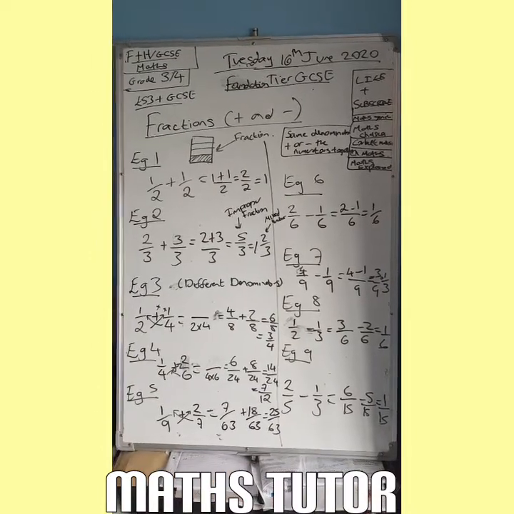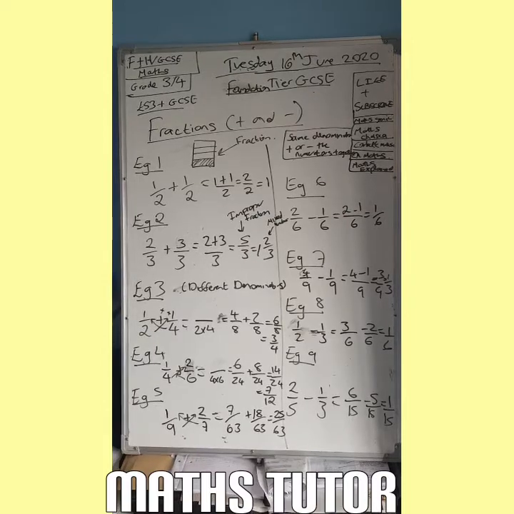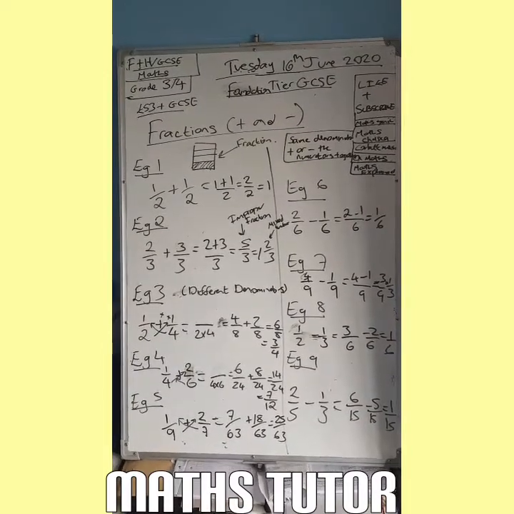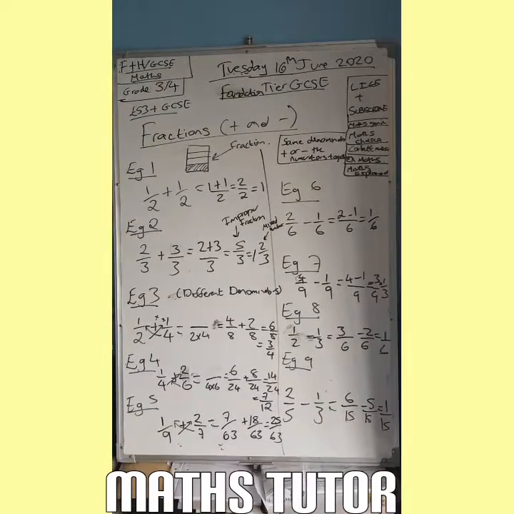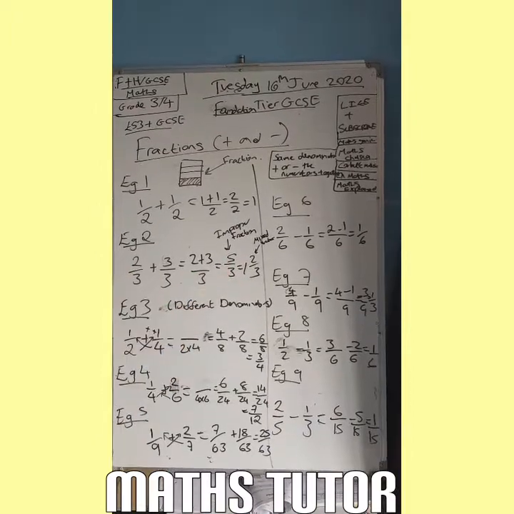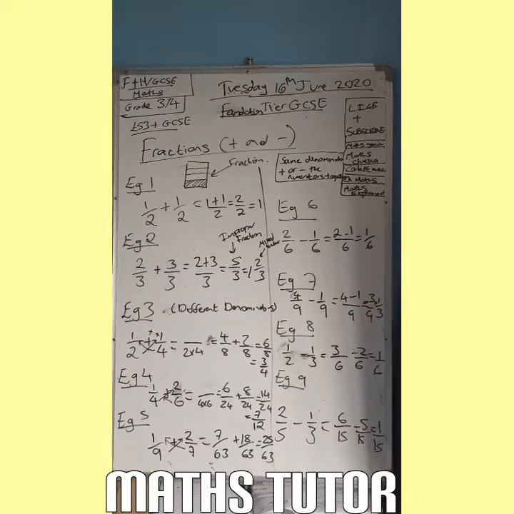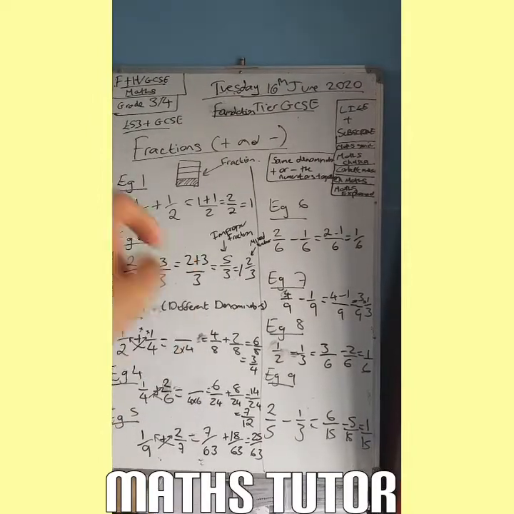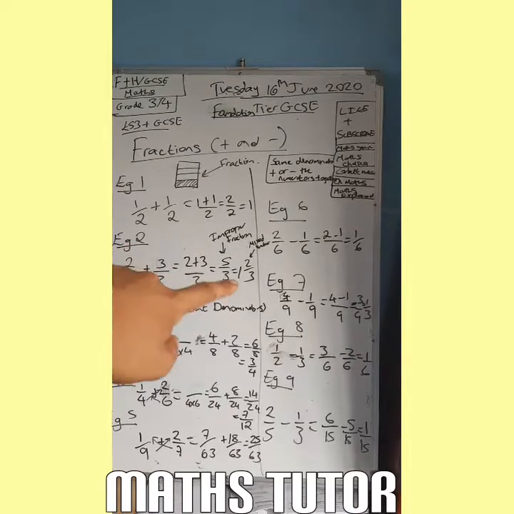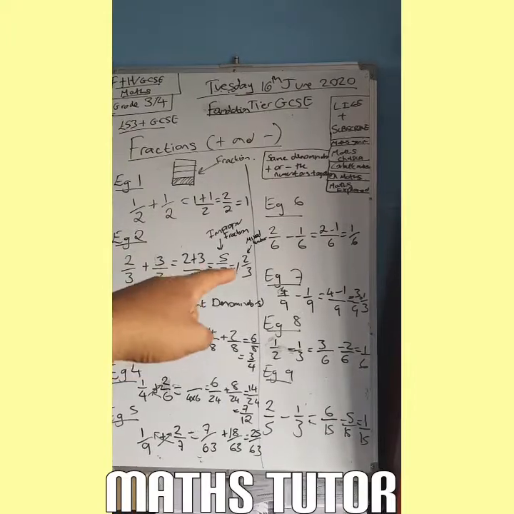Example 2. 2/3 plus 3/3. Again, same denominators. I do 2 plus 3 over 3, which is 5 over 3, which is equal to 1 and 2/3. If you're interested, 5 over 3 is what I call an improper fraction or a top-heavy fraction, which can then give me 1 and 2/3 as a mixed number. That's worked out by saying how many 3s go into 5, which is 1, and then my remainder is written as a fraction, if that makes sense.